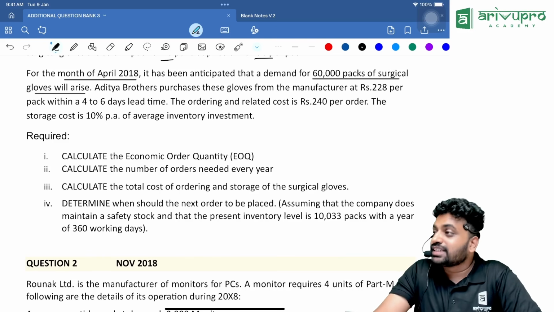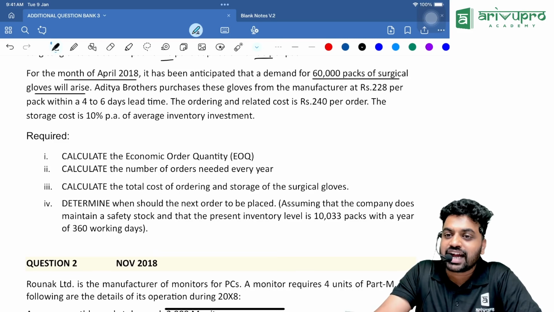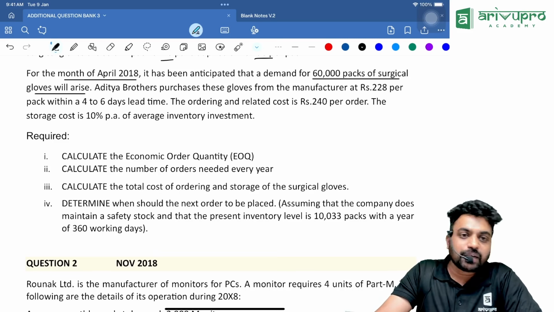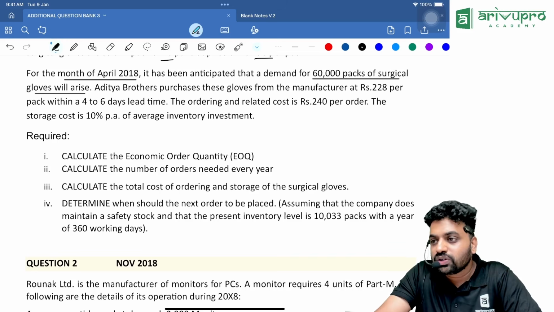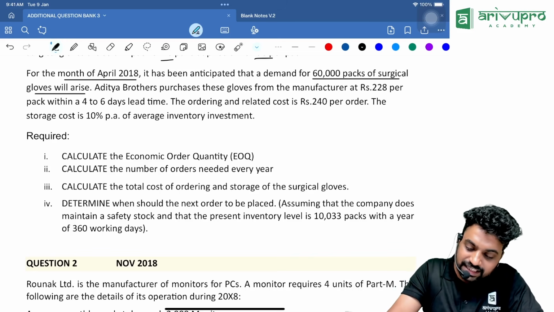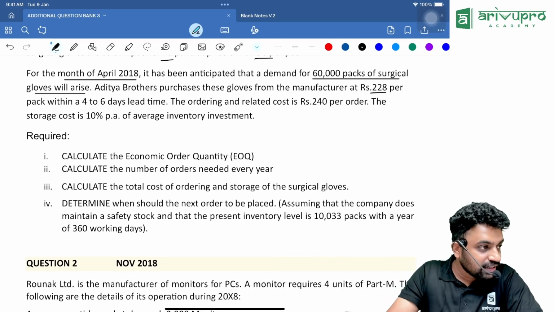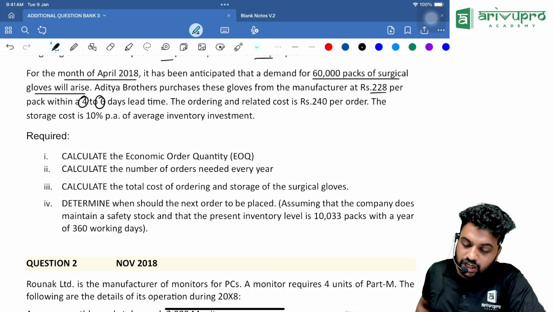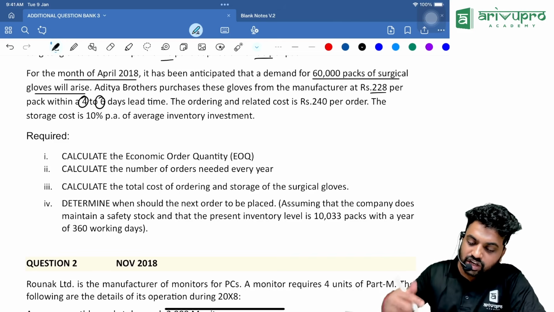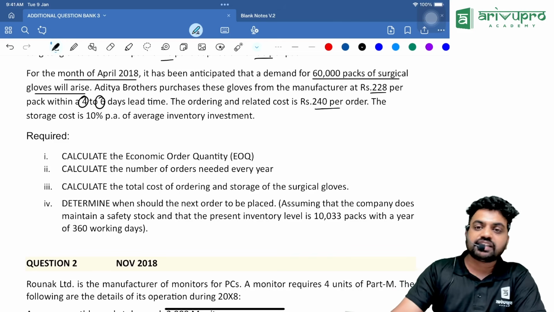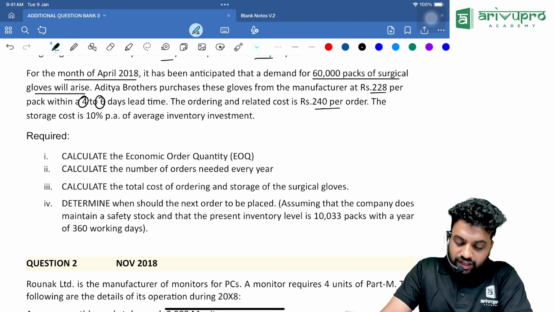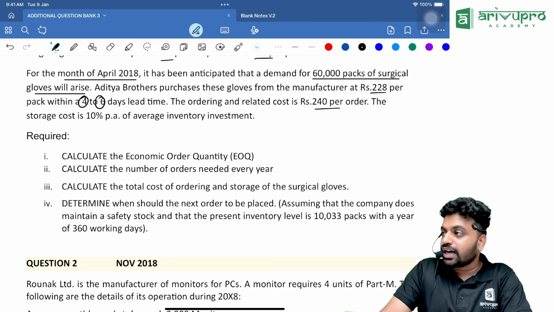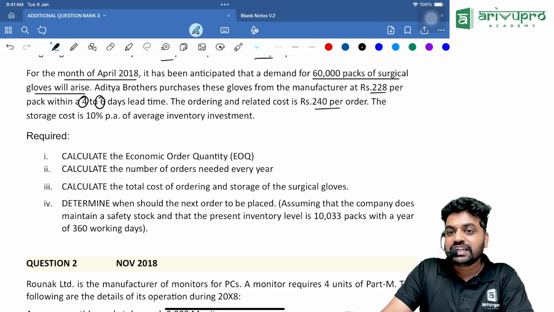Aditya Brothers purchases these gloves. Try to understand, we are not a manufacturer, we are a trader. We purchase from someone and sell it to someone, and we purchase at the rate of 228 with a lead time of 4 to 6 days. Ordering and related cost are 240 per order. The storage cost is 10% per annum of the average inventory investment.